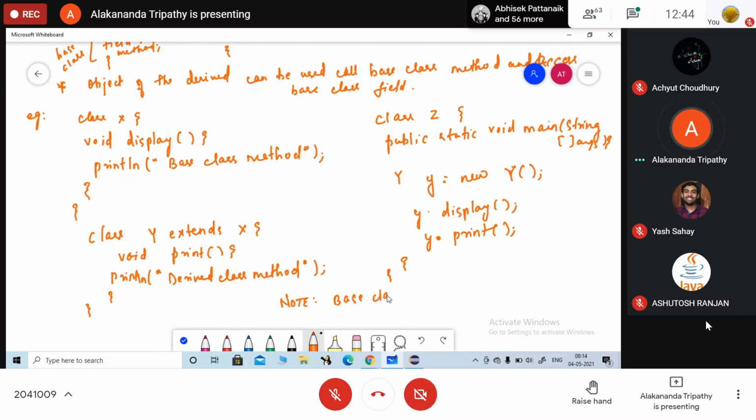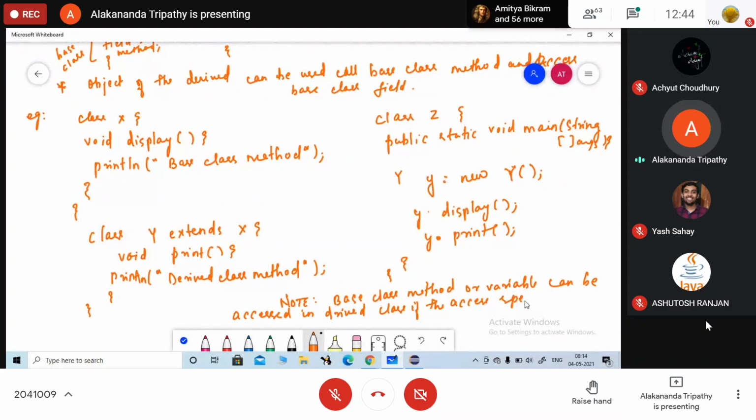Okay. Note, remember: a base class method or variable can be accessed in the derived class if the access specifier is public, protected, or default. This is single inheritance.